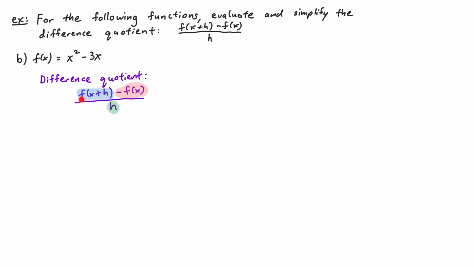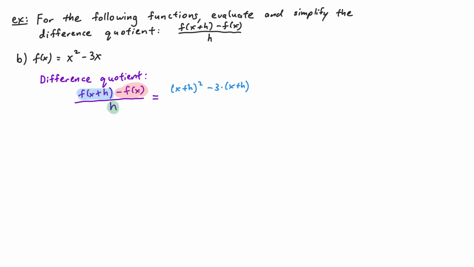Starting with f of x plus h. Remember that f of x plus h means we want to find the output of our function when we input x plus h. So go to the formula for our function, and everywhere you have x, we're going to replace them with our new input x plus h. Doing so, we end up with x plus h squared minus 3 times x plus h. Again, when you replace one thing with something that has multiple terms, it's important to put parentheses around your expression.